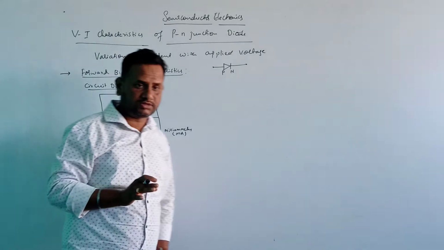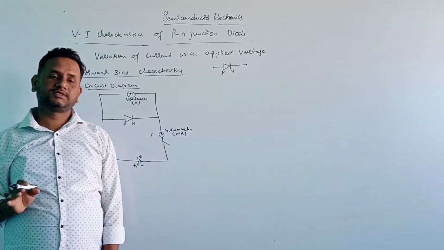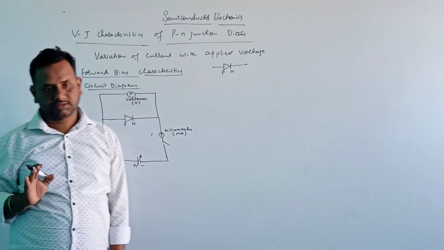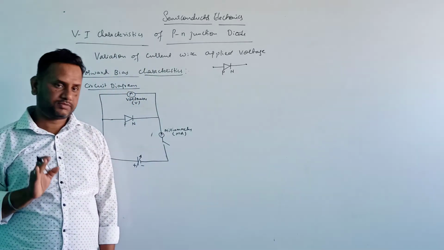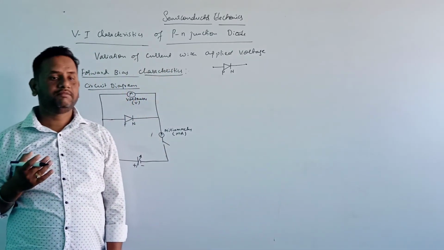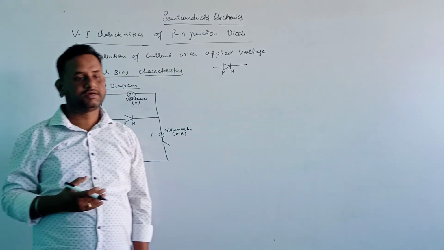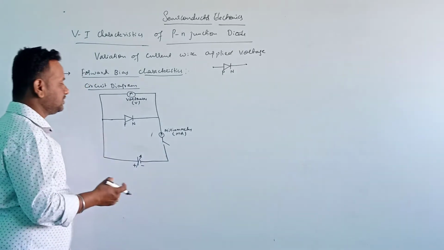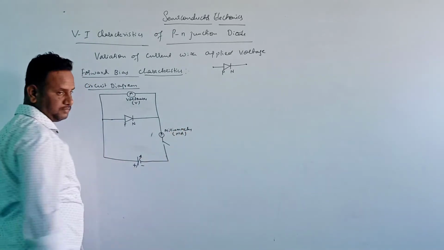Usually what do we call an ammeter? An ammeter is a device which is used to measure the current in the circuit. If we want to measure how much current is flowing in a device, we use an ammeter. There are different ammeters: milliammeter, microammeter. So we are using the milliammeter here.